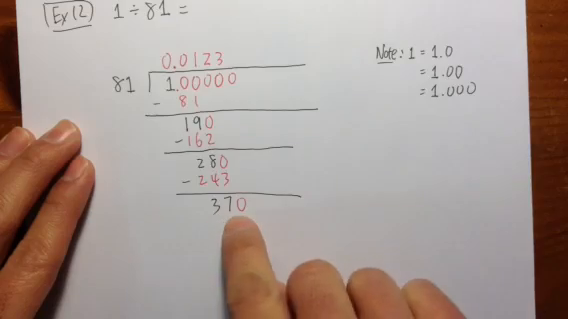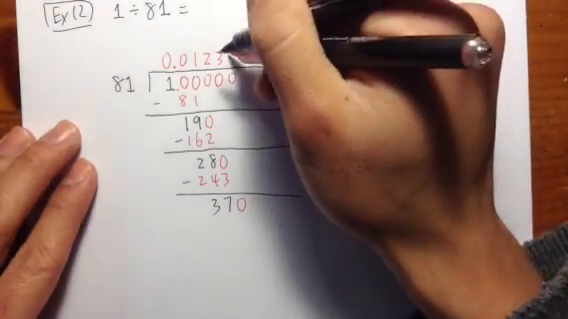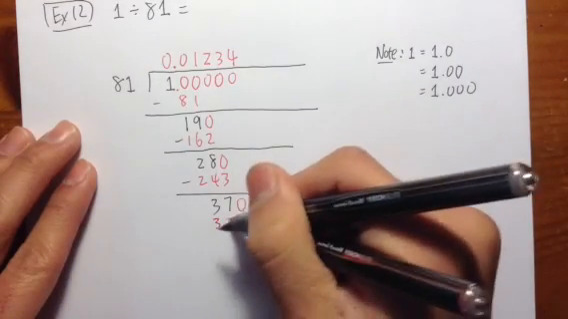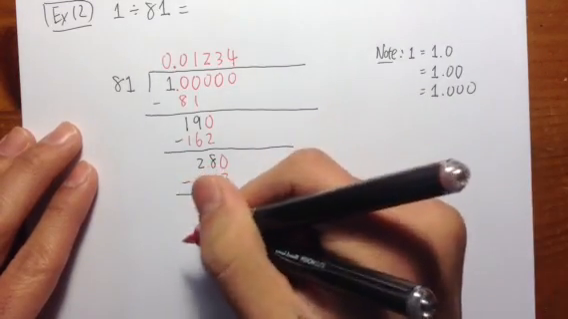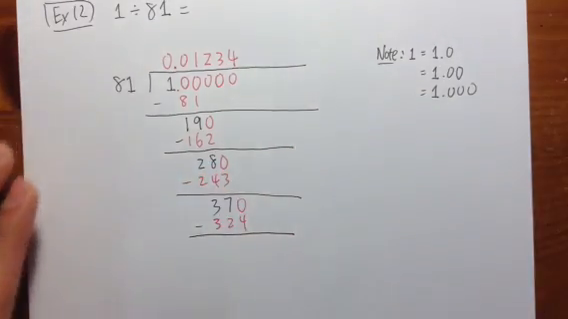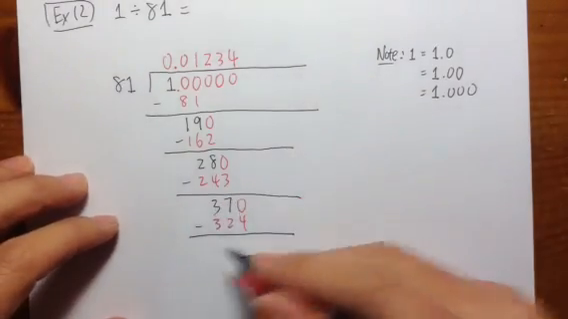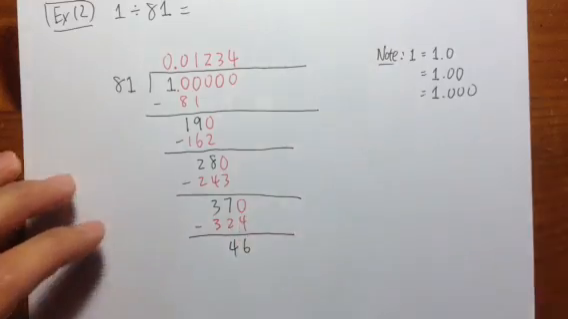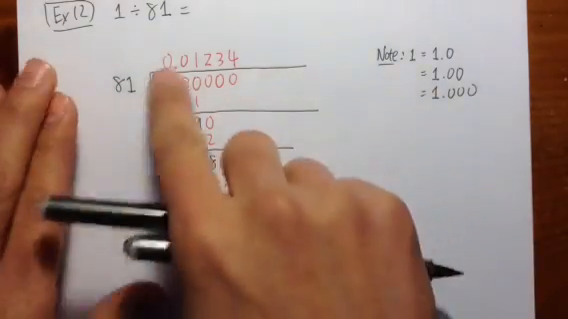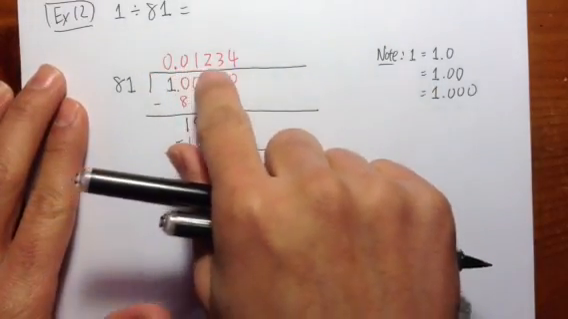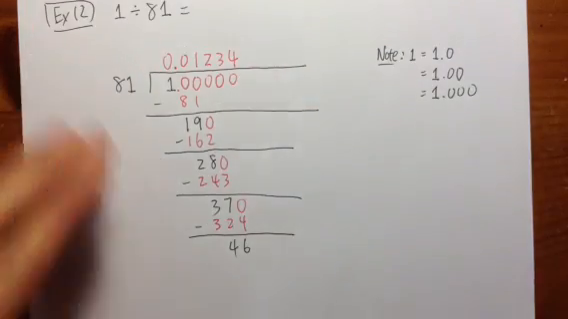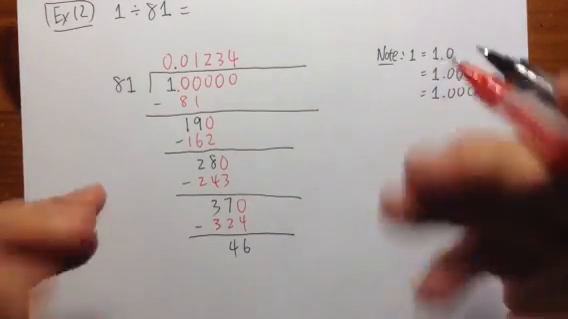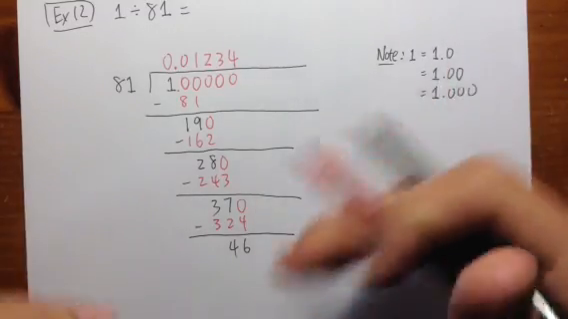81 goes into 370 4 times. Put a 4 right here. 4 times 81, I think it's 324. Subtract. Okay, so 370 minus 324, we get a 6 right here, and then we get a 4 right there. Notice, you have 0.01234. What do you think comes next? Of course, 0, 1, 2, 3, 4. The next number is 5.